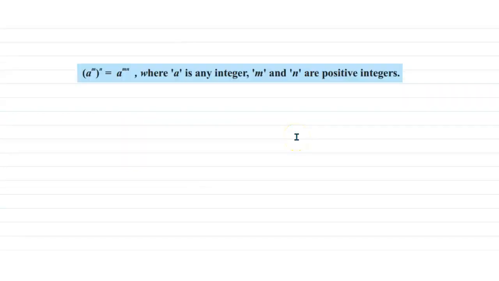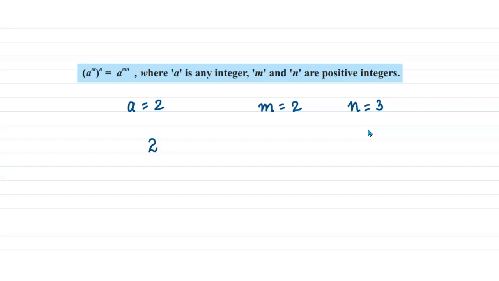This is the next law of exponent, which is also known as the power rule. So what does it say? It says a raised to power m and the whole raised to power n is equal to a raised to power m into n. Again, a is an integer, m and n are positive integers. So let's verify. Let's take a as 2 and let's take m as 2 and n equals 3.